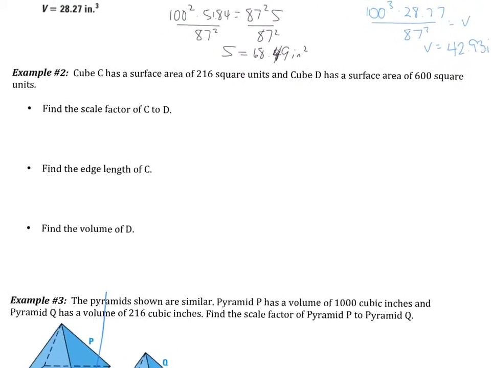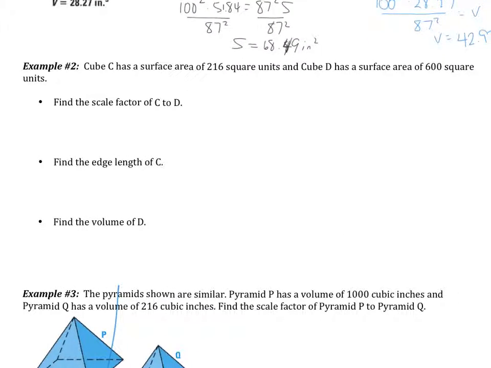example 2. On this one, cube C has a surface area of 216 and cube D has a surface area of 600. When they're telling us information like this, they're telling us 216 is to 600 represents A squared to B squared, because they're giving us the ratio of the surface areas. They're asking us for the scale factor, or what's A, what's B. What do we do? Square root. If we just simply take the square root and take the square root, we would figure out what A and B are.